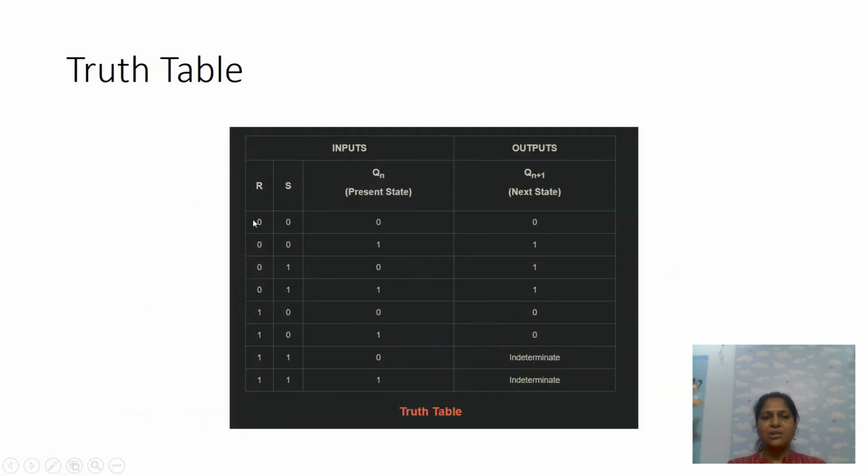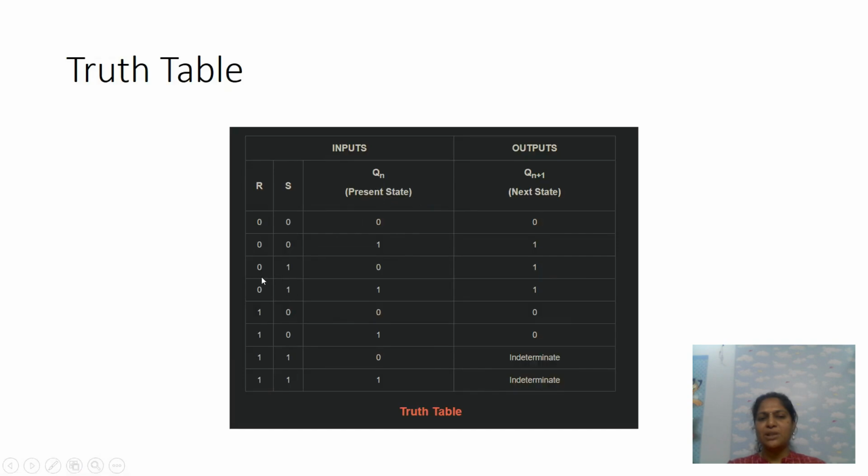So for different combinations of inputs, the next state depends on whether the present state is 0 or 1. If both inputs are 0 0, for the given NOR logic, if the present state is 0, the output is also 0. If the present state is 1, the output or next state is also 1. That is, when the two inputs are 0 0, the next state is equal to the present state, that is Qn plus 1 equals Qn.